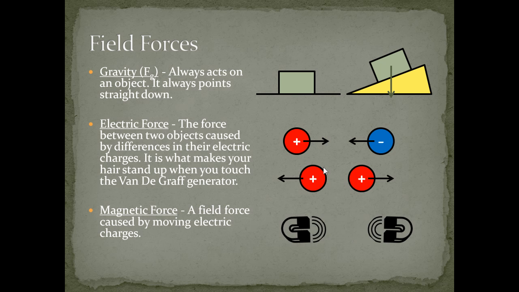The third field force is the magnetic force. This is caused by moving charges, and so they're somewhat related, but in this instance, there's a different field established. The magnetic force acts just like the electric force, except that instead of calling them charges, we call them poles. You have a north pole and a south pole. Opposite poles attract, and like poles repel.